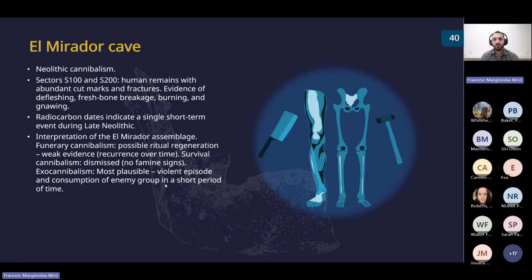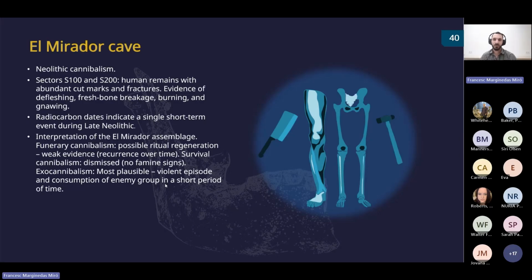So the human remains from both sectors belong to the same event and show that the entire body was processed and consumed. And this is important to keep in mind as the whole surface of the site is not being excavated. Radiocarbon dating indicates a very short event in time.